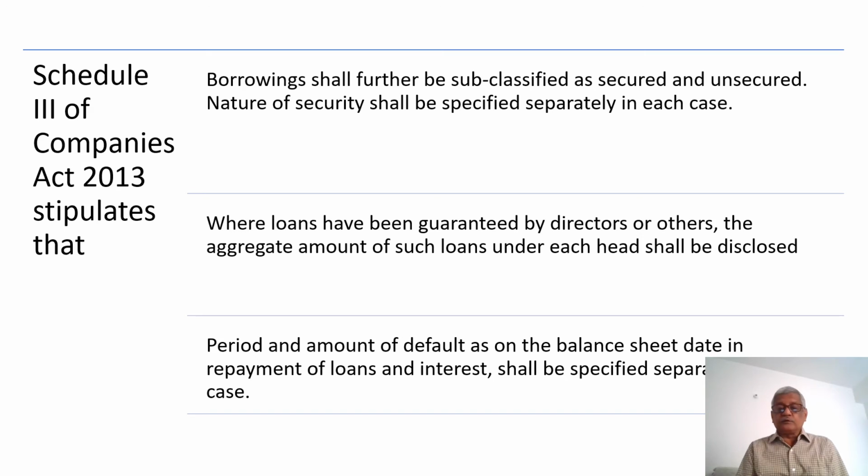Again, period and amount of default as on the date of balance sheet in repayment of loans and interest shall be specified separately in each case. In case, during the last 1 year, the company had defaulted either in payment of the principal amount or payment of interest, those details should be furnished separately. So these are the requirements or the changes which happen in the balance sheet as per the Companies Act 2013.